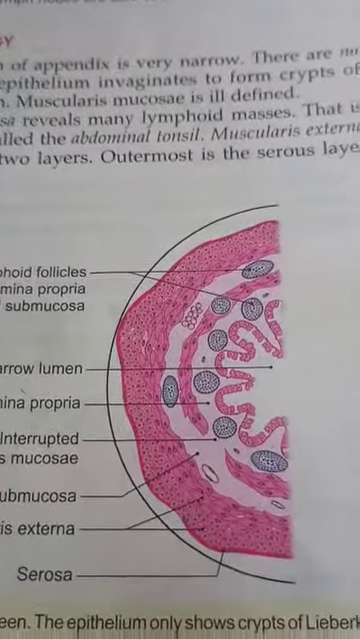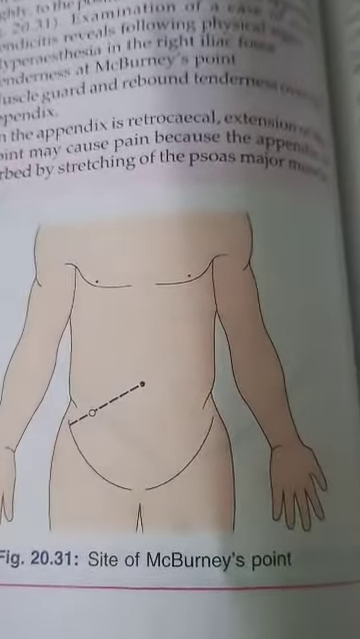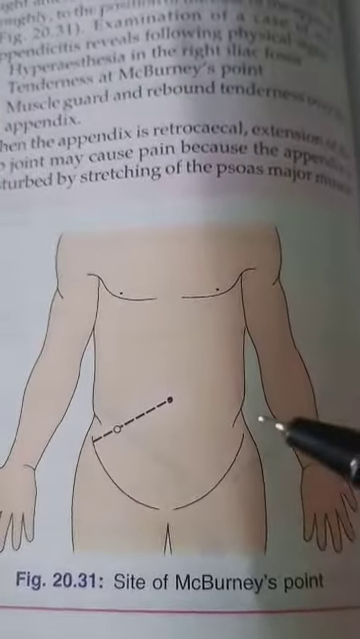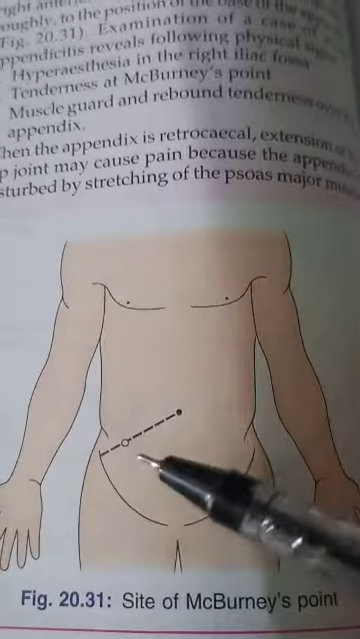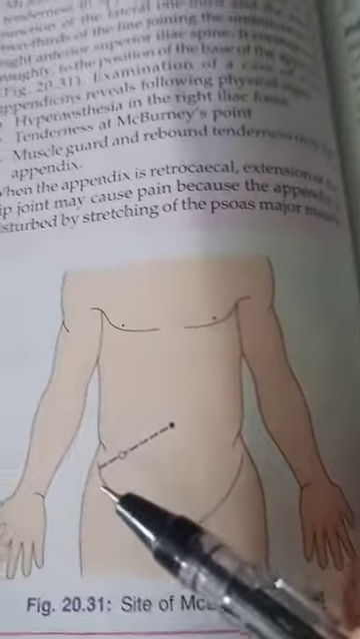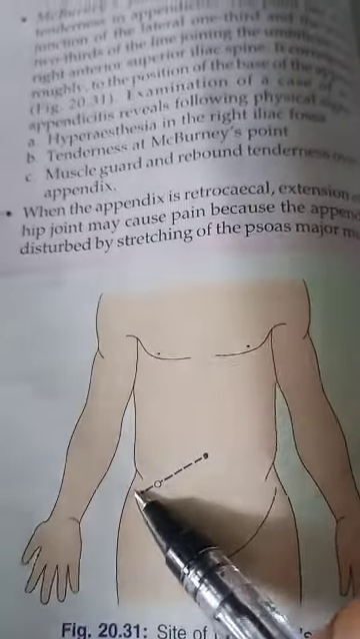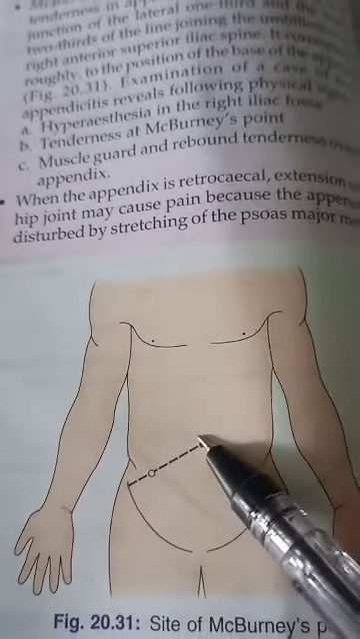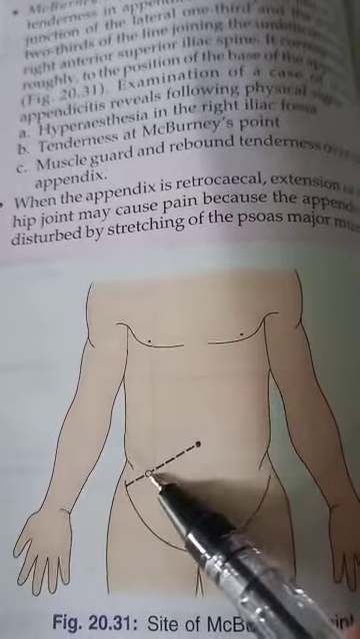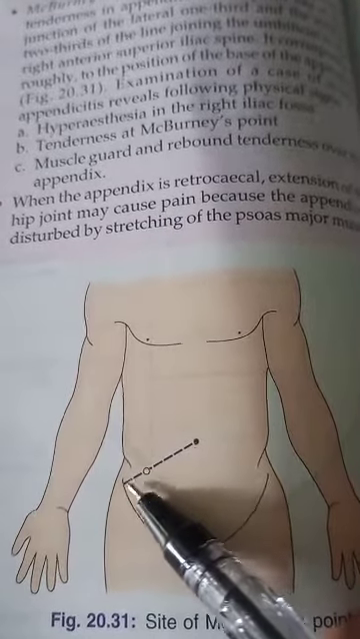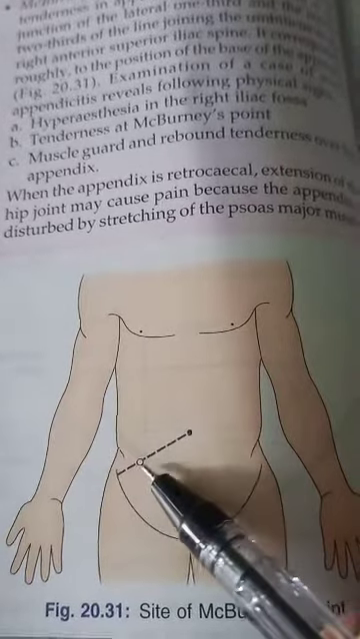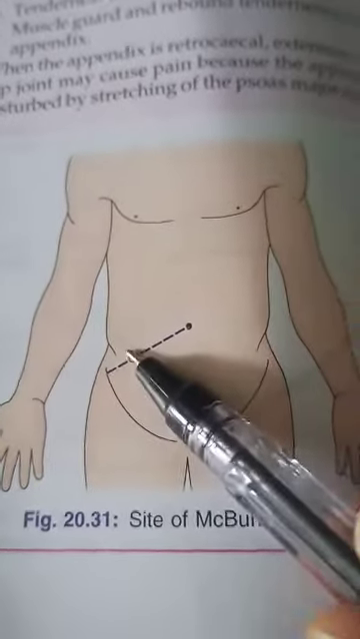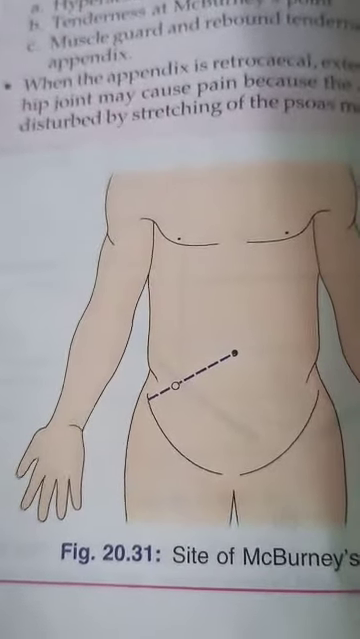Then applied anatomy. The inflammation of the appendix is known as appendicitis. So this is McBurney's point. If we draw a line joining the anterior superior iliac spine to the umbilicus, the junction between the medial 2/3 and lateral 1/3, this junction is known as McBurney's point. This is the point of maximum tenderness.